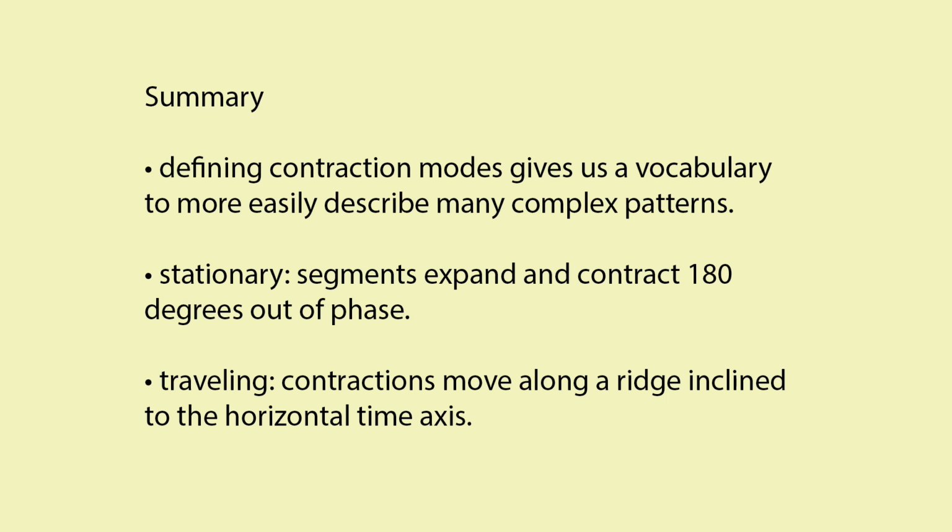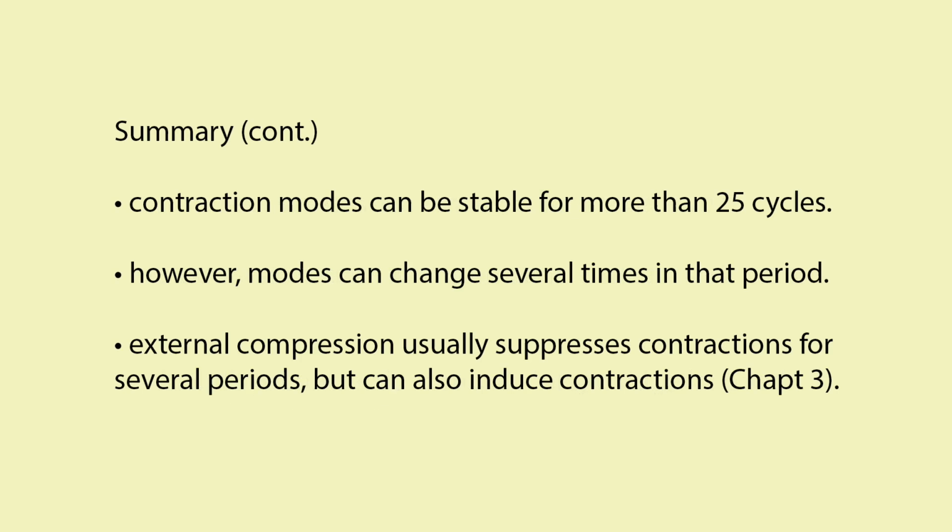A common simple case is two segments that contract 180 degrees out of phase. The phase of a traveling wave changes smoothly along the ampulla by 2π n, where n is an integer. It produces n-side waves. Ampulla can beat for more than 20 minutes with a constant mode, or they can change mode every few minutes.